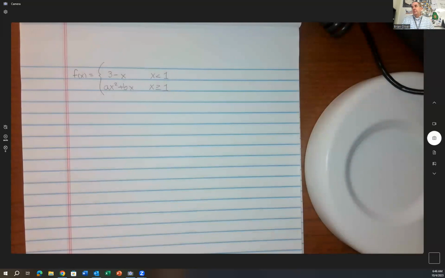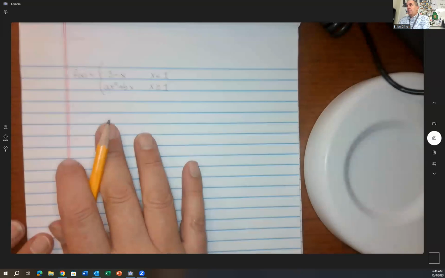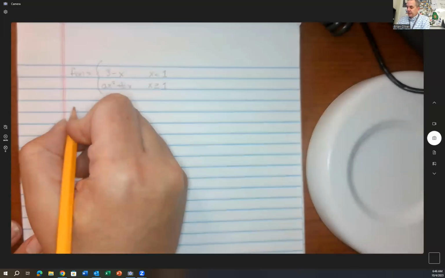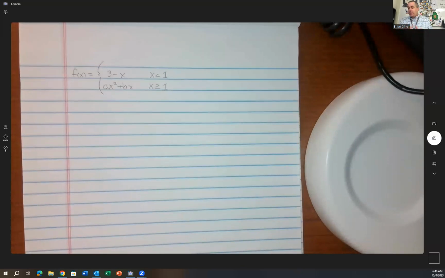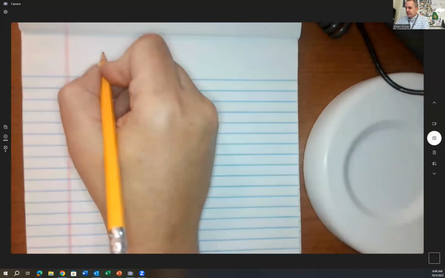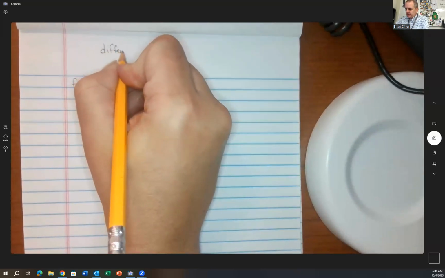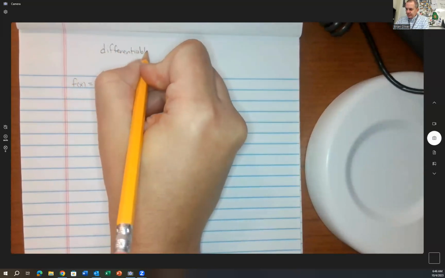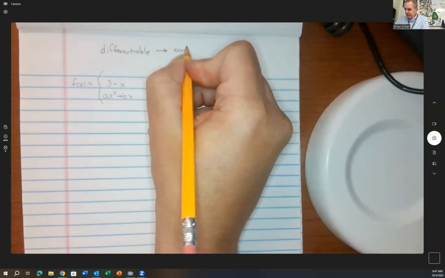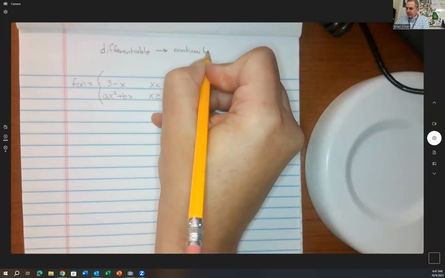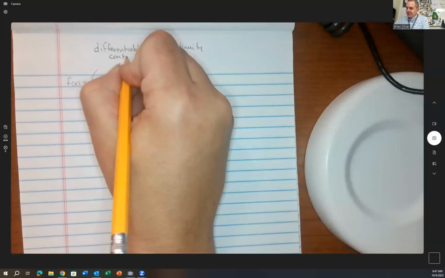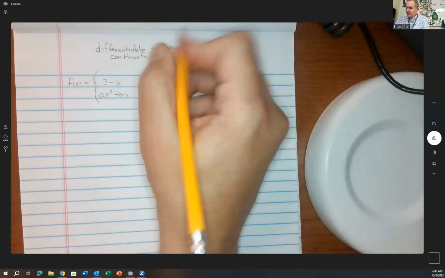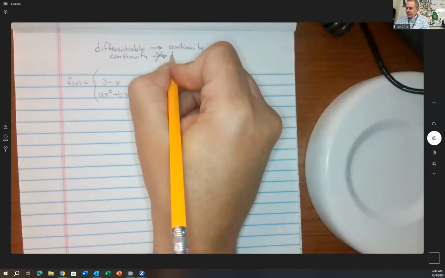So let me walk you through an example of differentiability. Here's that problem we've seen a million times before. What we're going to do first is prove continuity, because the rule is this. If I tell you that a function is differentiable, that implies continuity. So in order to be differentiable, you have to be continuous. However, saying something is continuous does not imply differentiability.